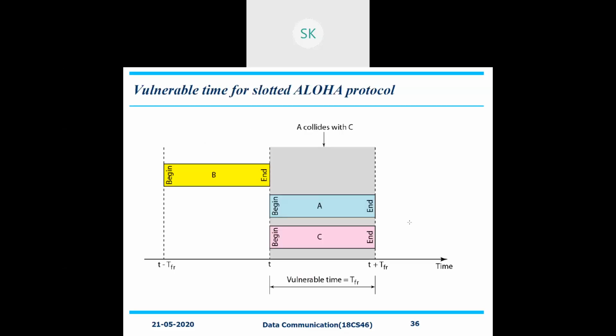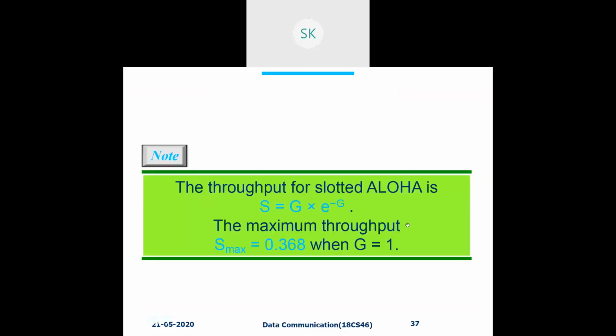Compared to pure Aloha it is better, but you still cannot avoid collision in this protocol also. The vulnerable time is nothing but the duration of the transmission of the frame. Whatever the transmission time of the frame is, that is your vulnerable time in slotted Aloha. Throughput is calculated as S equals G multiplied by e to the power of minus G. That's it, there's no 2G. Minus G is the value that you need to go with.